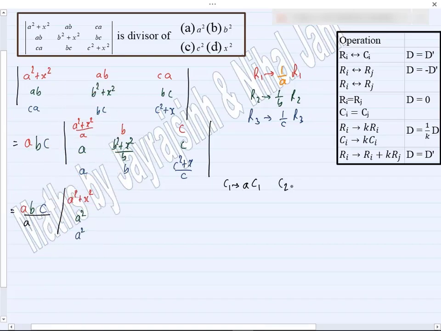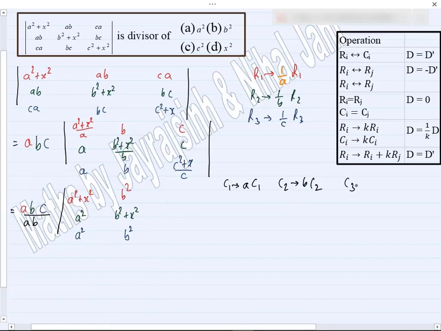Same thing we can do with the second column. We can multiply this B. So we have to divide by B with the determinant. Your second column will be B square, then B square plus x square and B square.